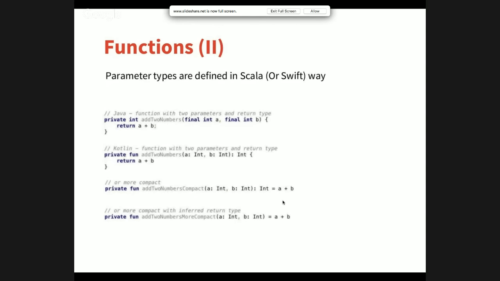Parameter types. Types go after the parameter, as in Scala or Swift. And you have a compact way of declaring a function if you have only one expression, or if the compiler can infer the type, you can compact it even more.